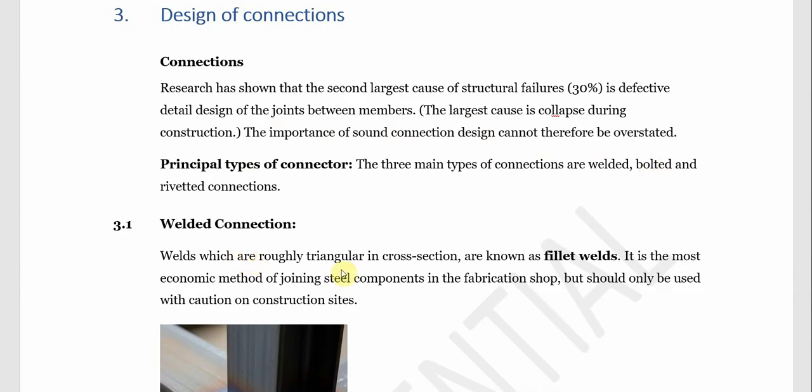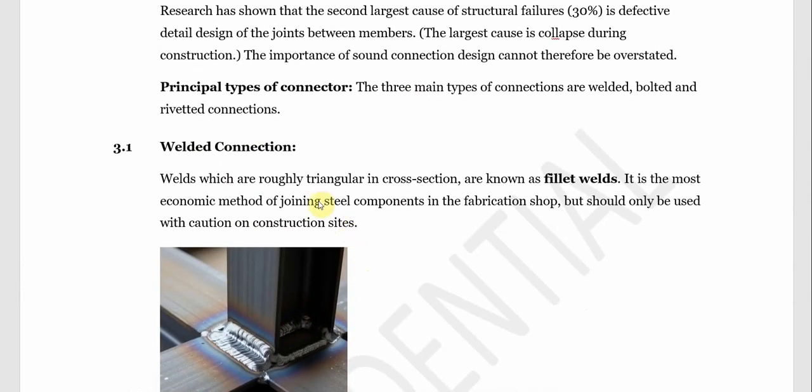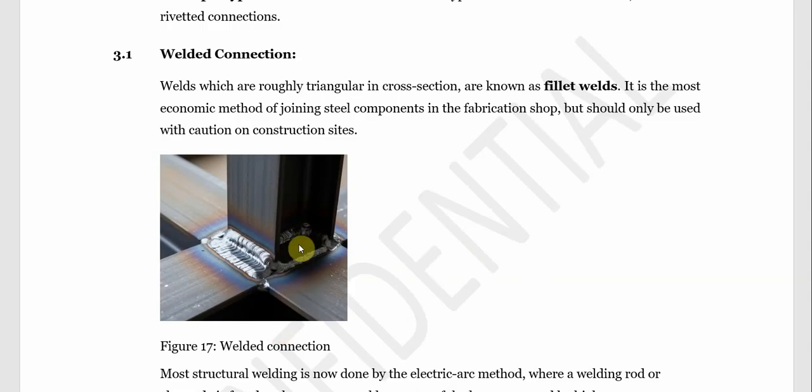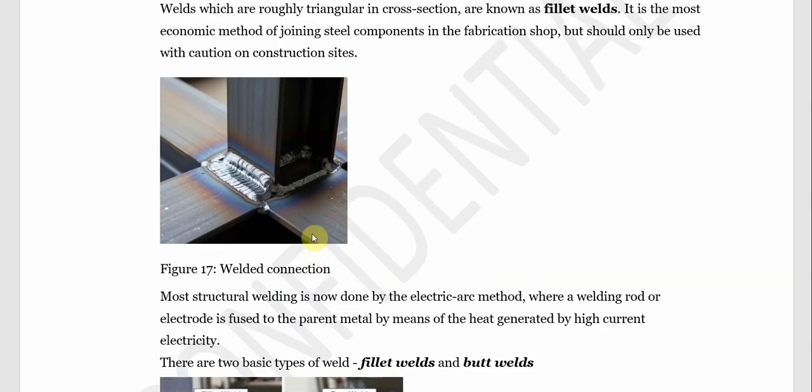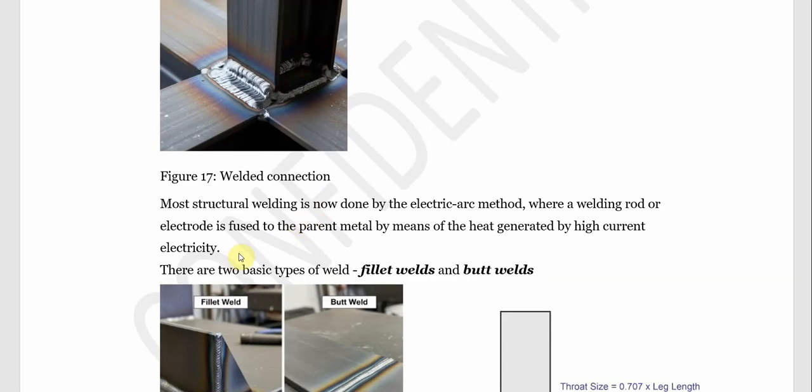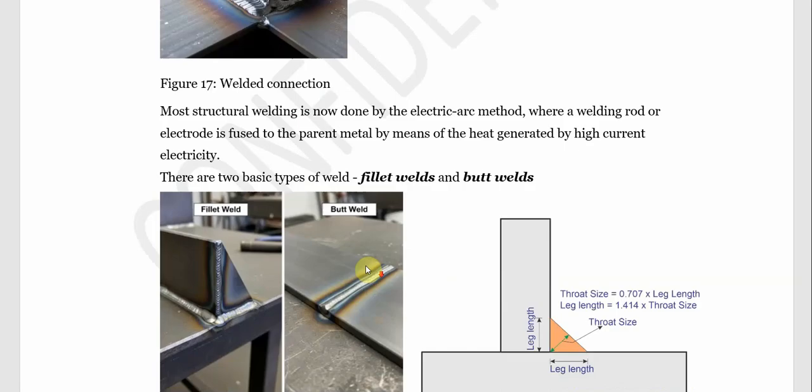This welded connection, even though it is roughly triangular in shape in cross section, and this one, for instance, is known as fillet weld, and it is economical. And we have two types of basic weld. We have the fillet weld and the butt weld.